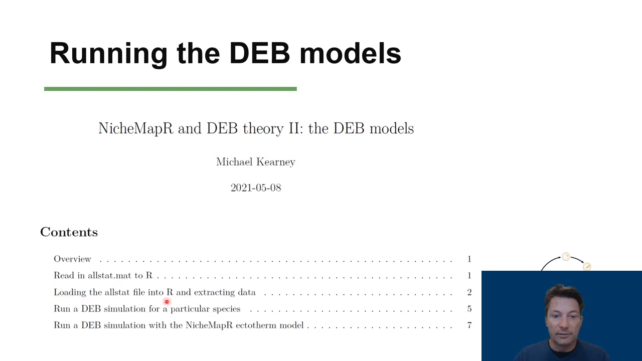It then shows you a few examples of playing with the allstat.mat file in R to get information out that you might be interested in. And then it shows you how to run a DEB simulation using the DEB routines independent of the heat budget. And then it shows you what happens when you turn the DEB model on within the ectotherm model of NicheMapR.